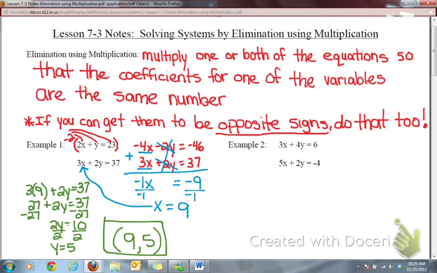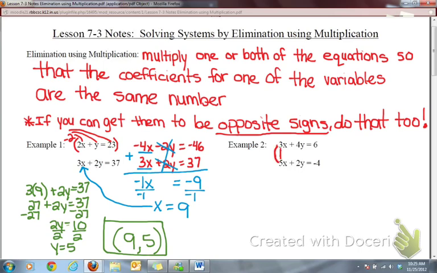So if we look at example 2, the coefficients are not the same to begin with. We have a 3x and a 5x. Those are not the same. And on the y's, we have a 4y and a 2y. Those are not the same either. But I can get them to be the same. I cannot multiply 3 times anything to get it to be 5.